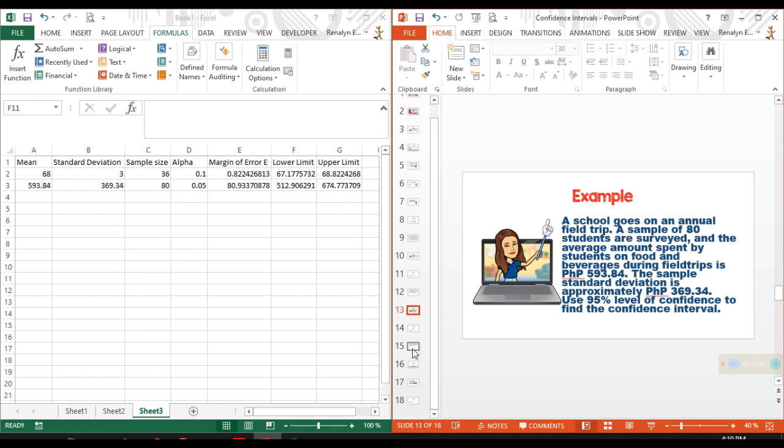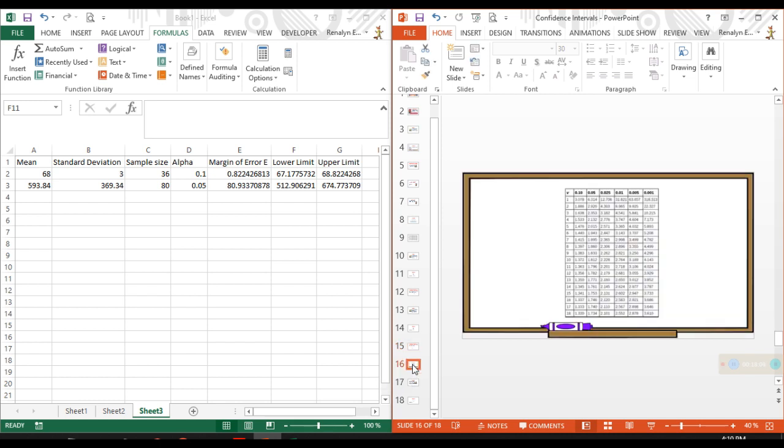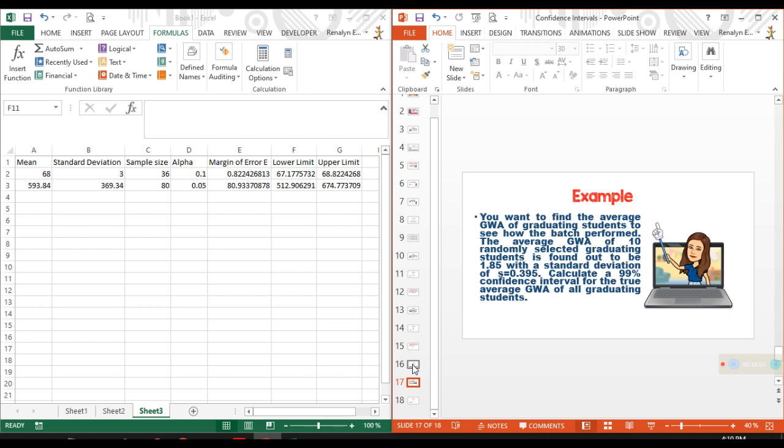Now, let's go to the last part. Ay, salamat, last na. So, estimating the population mean with unknown population standard deviation. So, dito magko-compute pa kayo ng standard deviation. Pero yung ipapakita kong example, given na si standard deviation. But that is not always the case, ha? On your upcoming activities, you will be the one to solve for the sample mean. You will also be the one to solve for sample standard deviation.